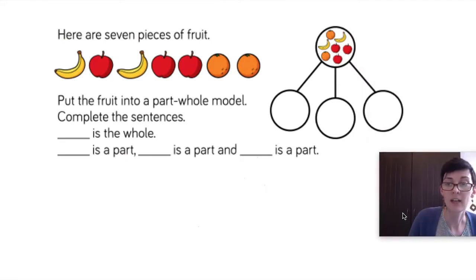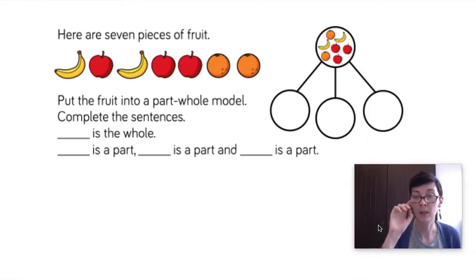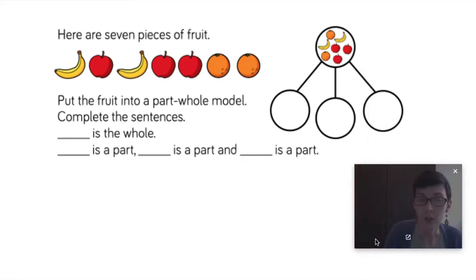You don't just have to split numbers up into two parts. You can split the whole up into many different parts. So in this example, we've got 3 parts to our whole. So we've got 7 pieces of fruit. And you can see here, we've got 3 different kinds. We've got bananas, apples, and oranges. So we're now going to split the fruit into the different parts of their different fruit.